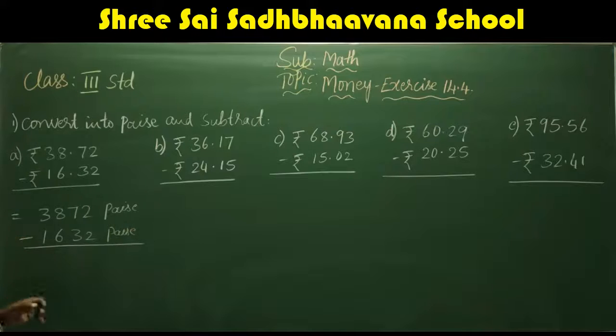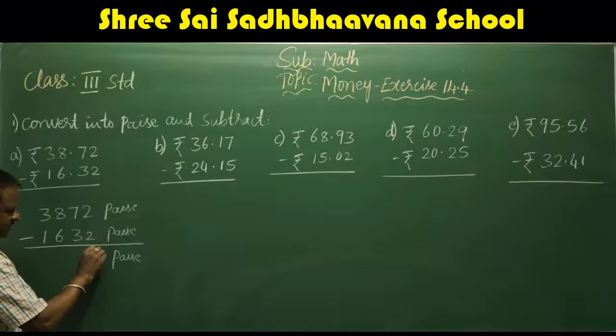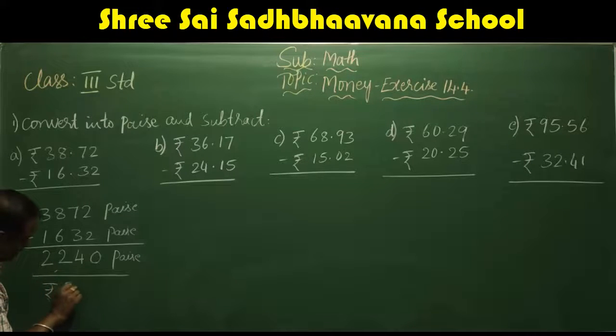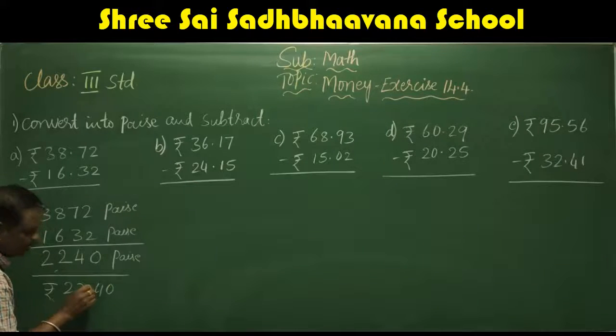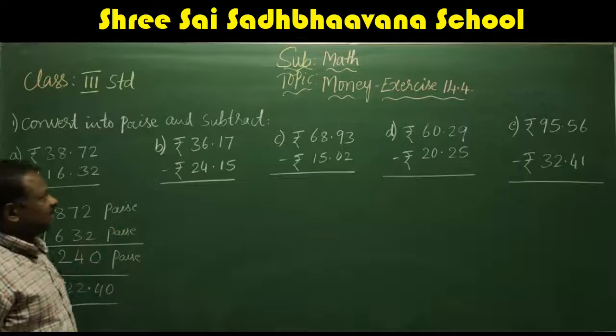So what we have to do? Subtract. 2 minus 2, 0. 7 minus 3, 4. 8 minus 6, 2. 3 minus 1, 2. How much? 2240 paise. If you write this in rupees, remove the paise and add the rupees. Then you will get rupees. That is, 2240 paise is equal to rupees 22.40.